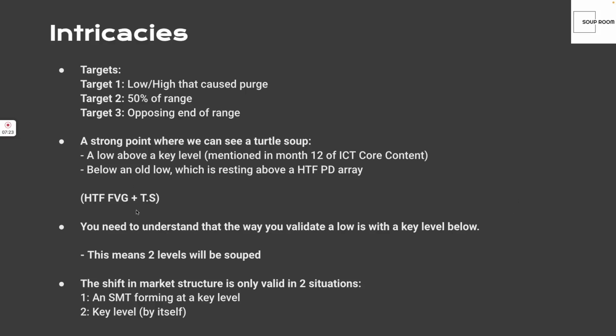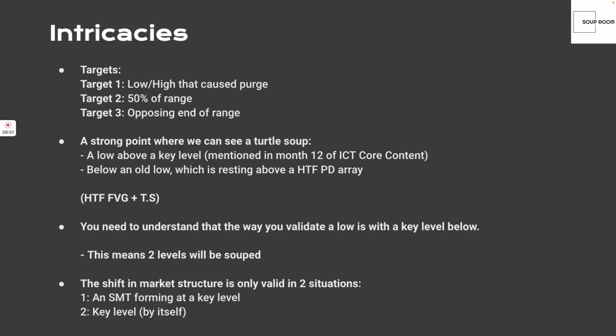Higher time frame FVG plus a lower time frame turtle soup. This is what I mentioned in the previous slides. You need to understand that the way you validate a low is with a key level below it or above it. This means 2 levels will be souped, both levels of which should be drawn on your chart. The first level is the key level, and the second level is a lower time frame low or high.